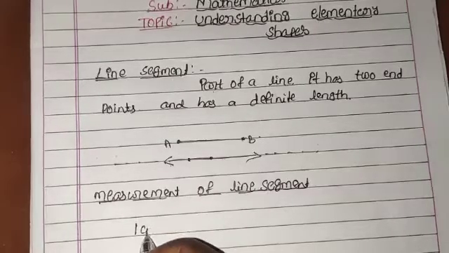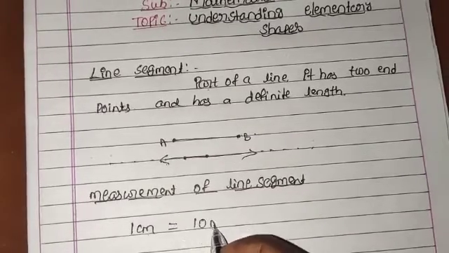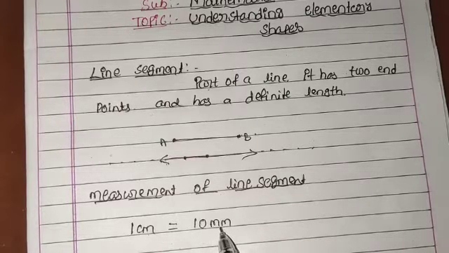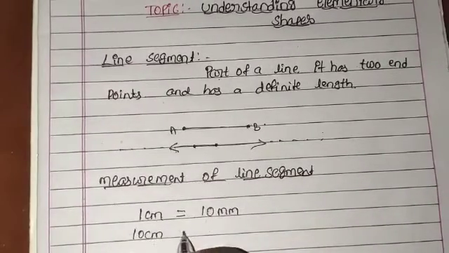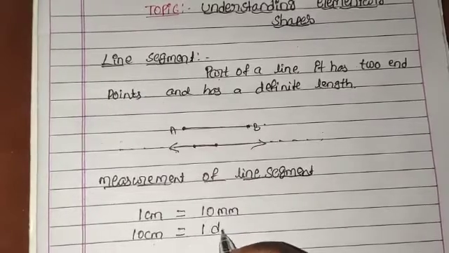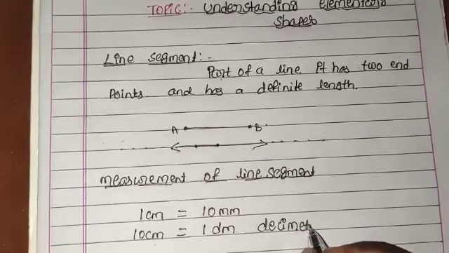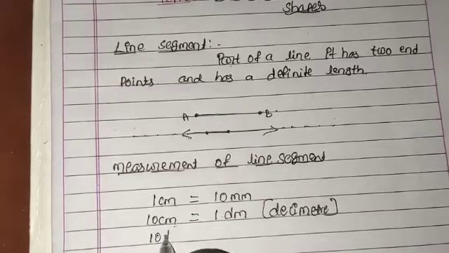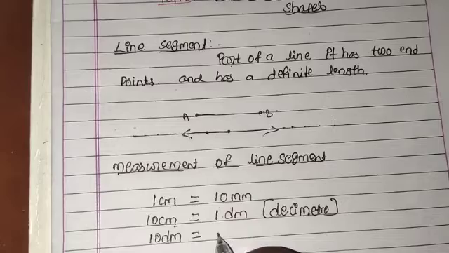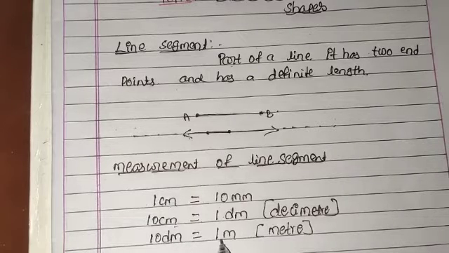Here cm is centimeter, mm is millimeter. 1 centimeter is equal to 10 millimeters. 10 centimeters is equal to 1 decimeter, dm is decimeter. 10 decimeters is equal to 1 meter, here m is a meter.